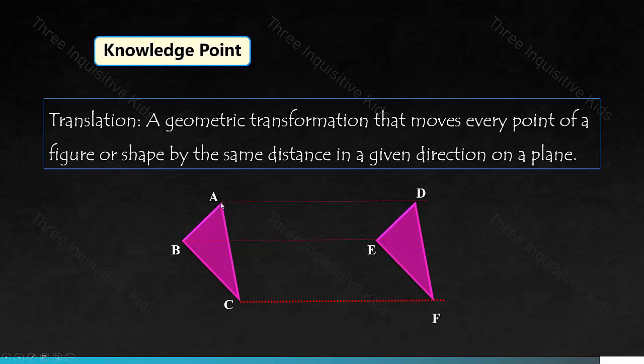We moved A to the right to get D, we moved B to the right to get E, and we moved C to the right to get F. If you measure all of these 3 lines, they will be equal because each point moved the same amount of distance.